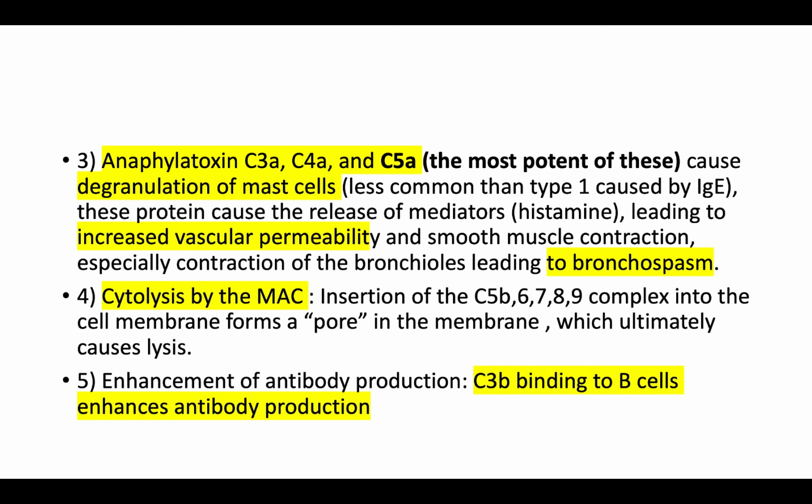Cytolysis by MAC, we know this. The membrane attack complex will form pores in the membrane, which ultimately causes lysis. They also enhance antibody production. C3b itself binds to B cells and enhances antibody production. All of this will enhance production of antibodies, and this is a loop with the classic pathway. B cells produce IgM and IgG, and then more classic pathway activation. So this will be sort of a ring.